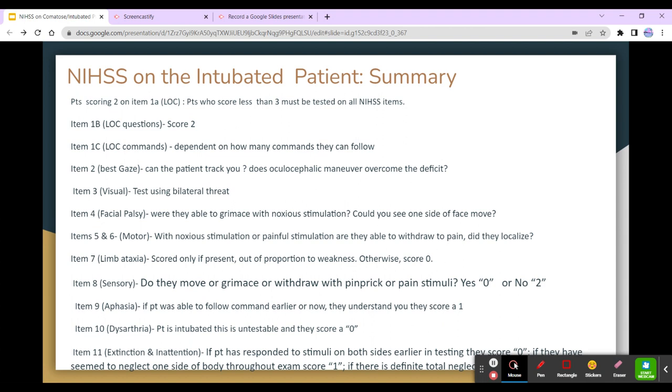Aphasia for item 9. Did they follow commands? If they did, that means they have to understand you, and you score them a 1. Item 10, if the patient is intubated, this is untestable and they get a 0. And number 11, if the patient responded to stimuli on both sides of their body earlier in the testing, they score 0. If they seem to neglect one side of the body throughout this, then they would score a 1. If they had total neglect to one side of the body, there's no oculocephalic maneuver overcoming the deficit in gaze, then they would definitely get a 2.